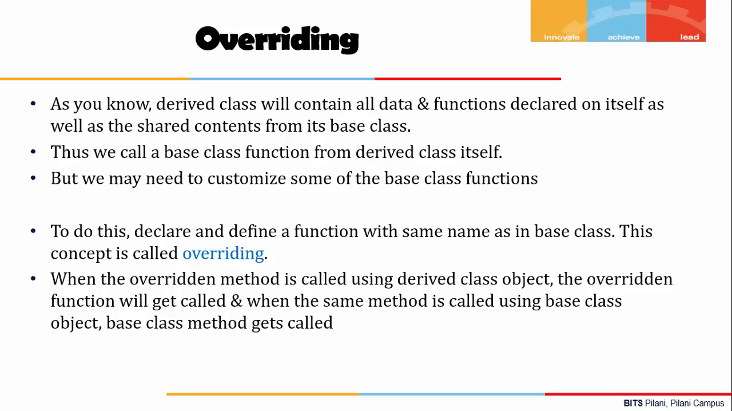To do this, declare and define a function with the same name as in the base class. This concept is called overriding. So when we run the program and call the method using a derived class object, the compiler will try to see if the function is present in the class. If yes, it will be called. If no, it will search if that function is present in the base class. If so, it will call that. That is, the derived class function will get precedence over the base class. Thus, if we have overridden, then that will call the derived class function.